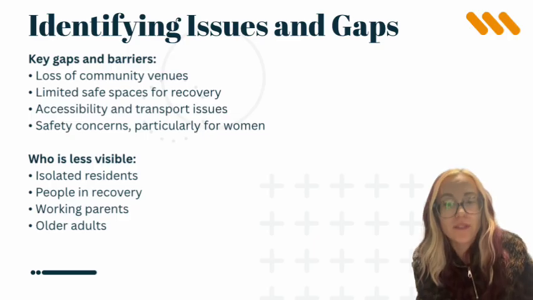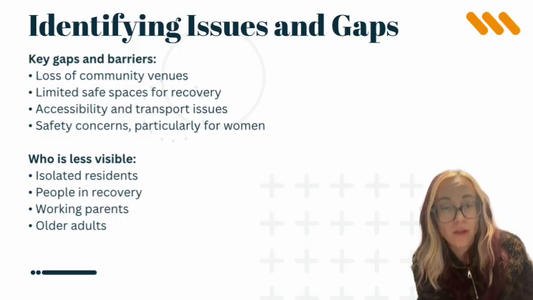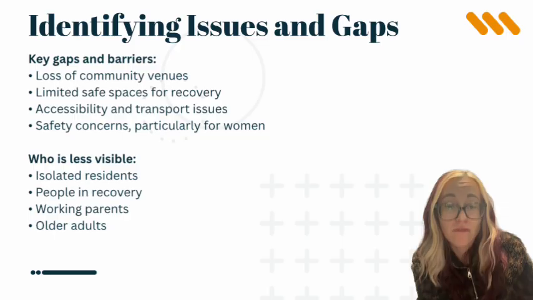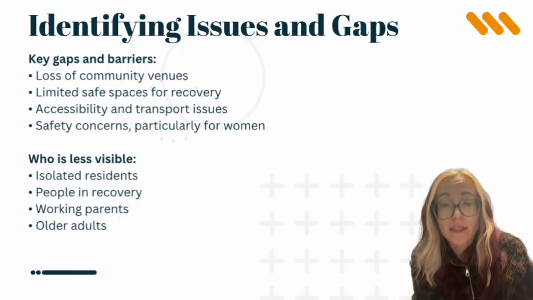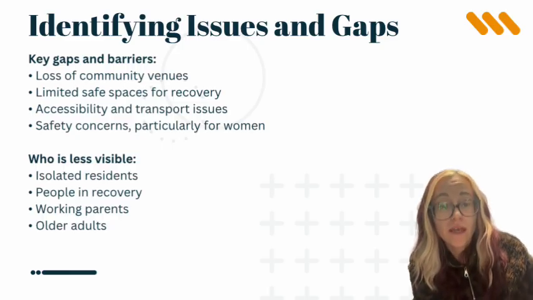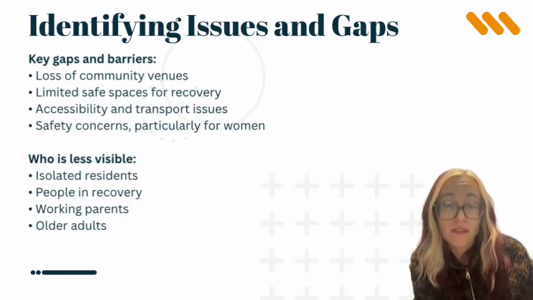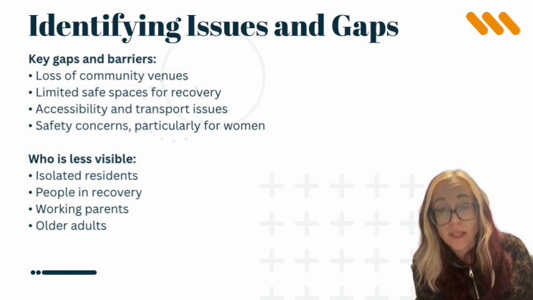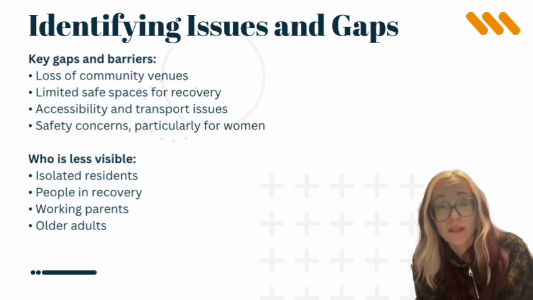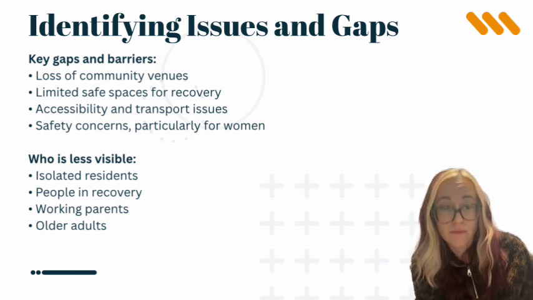Alongside the strengths, there were several gaps and barriers identified. The loss of local venues such as the Blue Veil Community Hall and the Whitehill Pool meant there was less access to safe spaces for wellbeing and recovery. Barriers around transport, accessibility and safety were also highlighted, particularly by women.